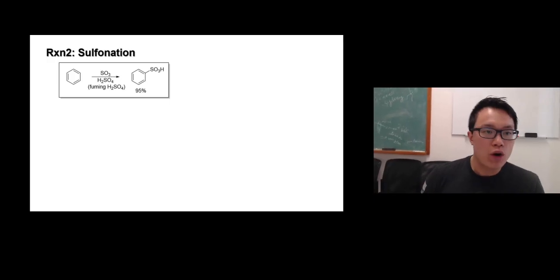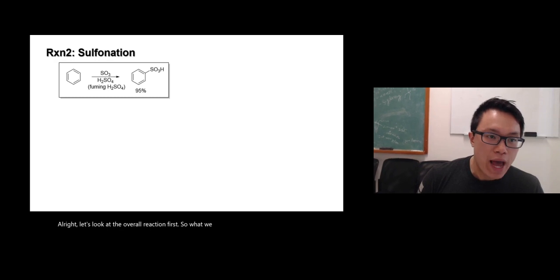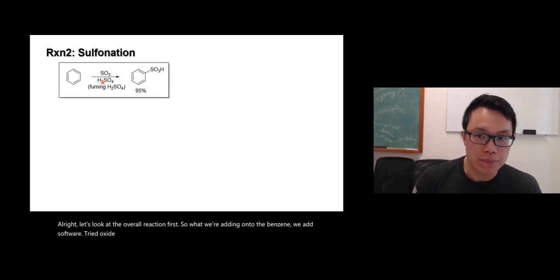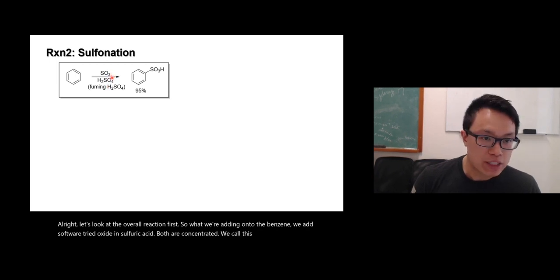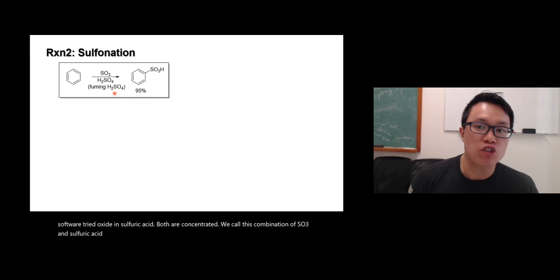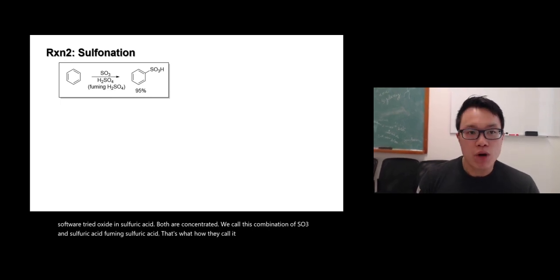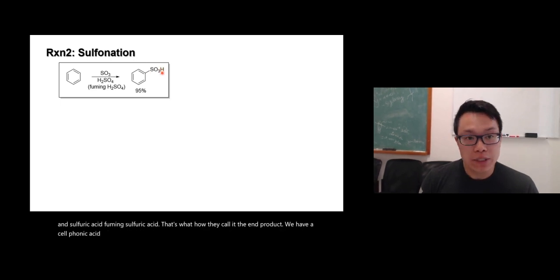Let's look at the overall reaction first. So what are we adding onto the benzene? We add sulfur trioxide in sulfuric acid. Both are concentrated. We call this combination of SO3 and sulfuric acid fuming sulfuric acid. That's what they call it. The end product is a sulfonic acid, replacing one hydrogen on the benzene ring.